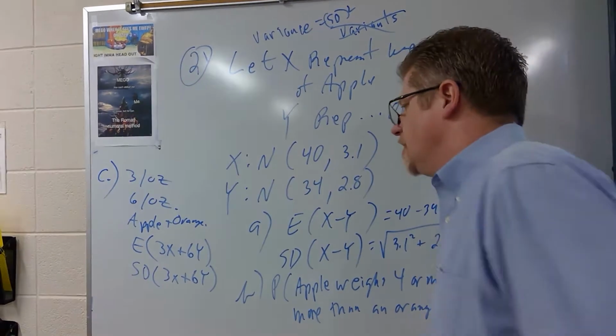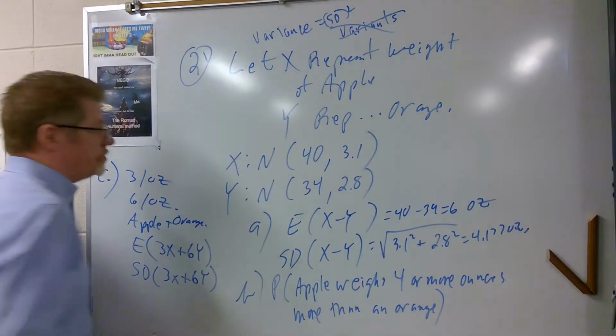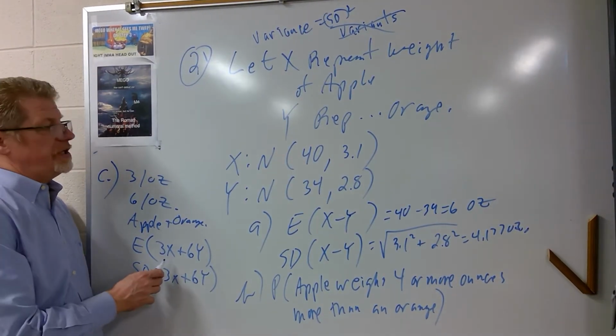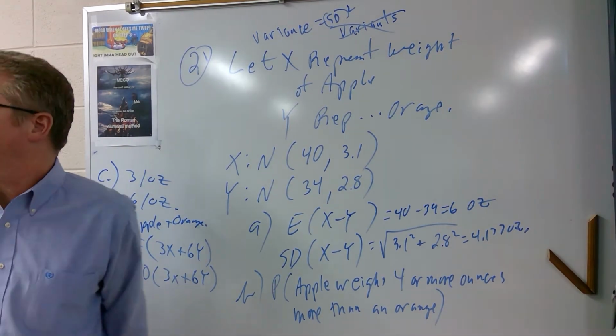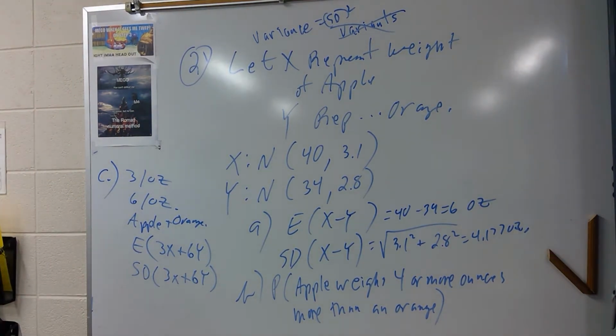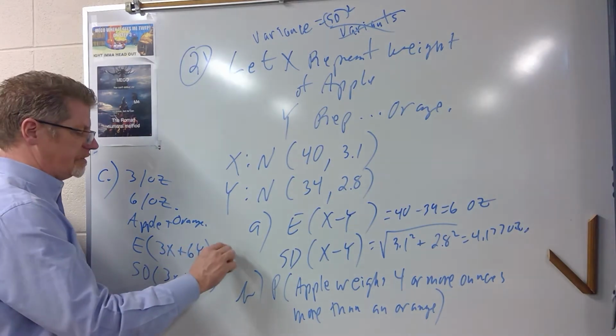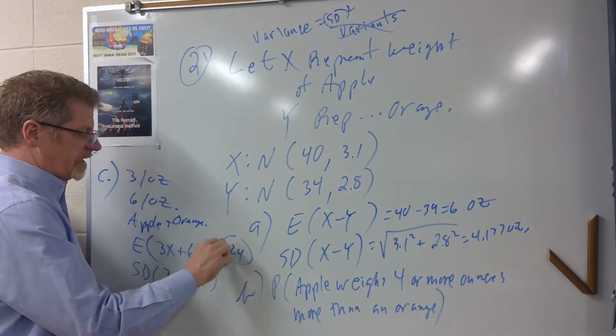All right. So when you took 3 times 40 plus 6 times 34, are all of you in agreement that that is $324? Do you all agree on that? Okay, so this one came up to be $324. And it's got to have units, 324.